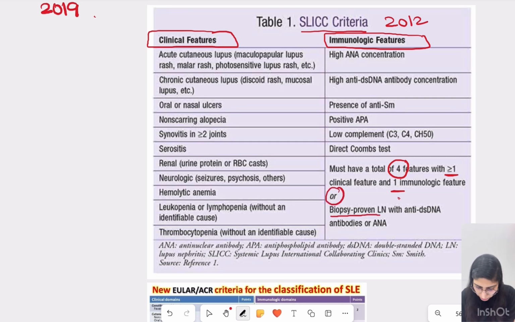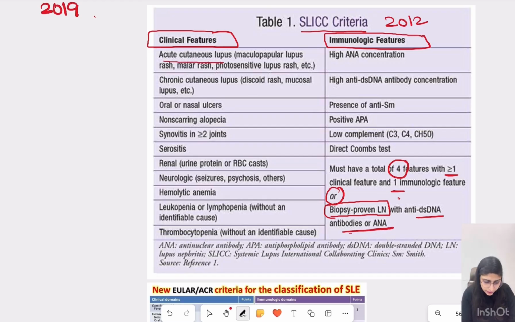Or it should be a biopsy proven lupus nephritis with either anti-dsDNA or ANA antibodies. So 4 features: one should be a clinical criterion, one should be an immunological criterion, or a kidney biopsy proven lupus nephritis along with either anti-dsDNA antibodies or ANA antibodies. So what are the clinical features?